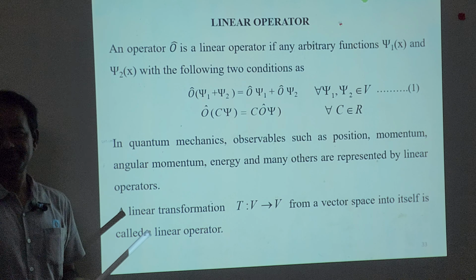So an operator O is a linear operator. O with a small cap, that's called the operator. See, I have written O with a small cap to represent an operator. Suppose we want to write an operator A, then A with a small cap. So the operator O is a linear operator if, for any arbitrary functions psi1 of x and psi2 of x, the following two conditions hold: one is the addition, another one is scalar multiplication.